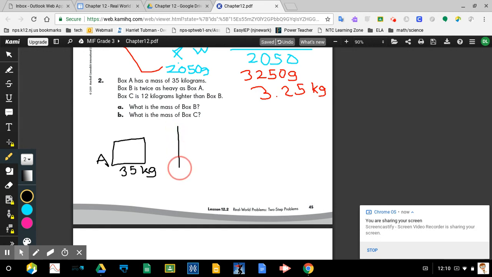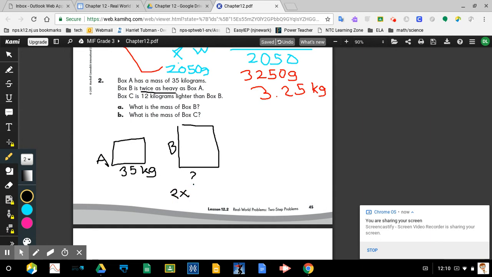So box B is going to be bigger because it's twice as heavy. Now, I don't know how much box B weighs. I'm going to put a question mark for that. All I know is that it is twice as heavy as box A. So whatever this number is, it's got to be 2 times heavier than this, 35.